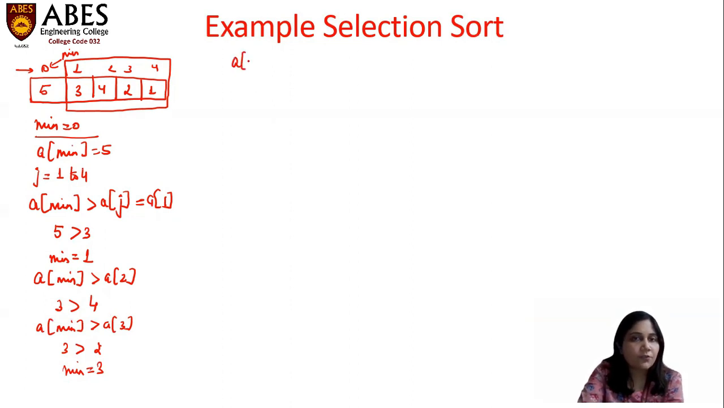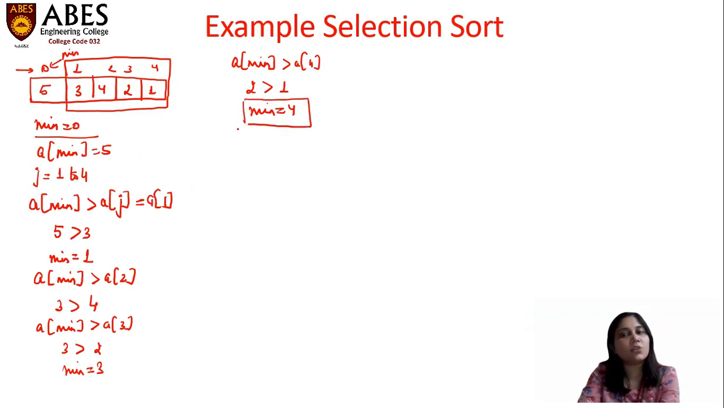Now A of min is greater than A of 4 because the last value I have to take. My minimum index is 3. So what is the value at A of 3? It is 2 is greater than 1. Condition is again true. So minimum will become 4. And now if you could see that there is no other element left, so we'll stop traversing at this point only. Now you can find out that my minimum is equal to 4.